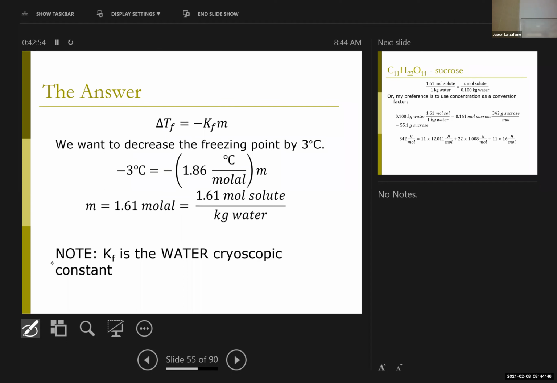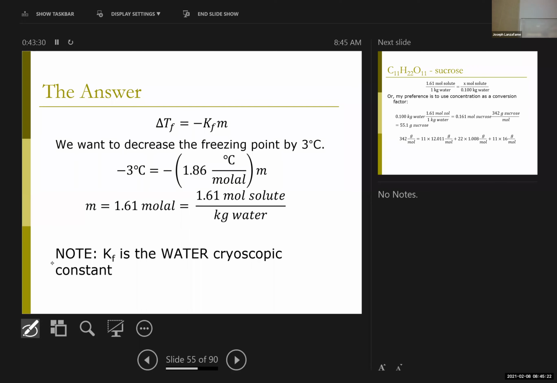If I look up water, the KF of water is 1.86 degrees C per molal, right? Because it should end up being degrees C on both sides. So degrees C per molal times the molality gives me degrees C on the right. And if I do the math there, 3 divided by 1.86, I find out that a 1.61 molal solution will do that.